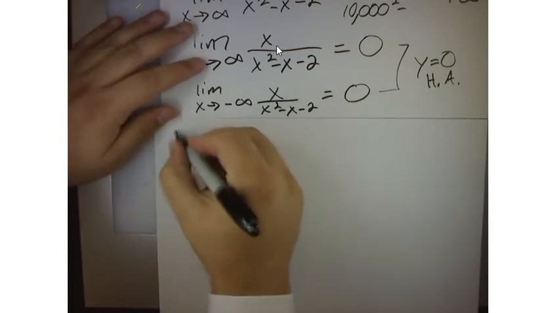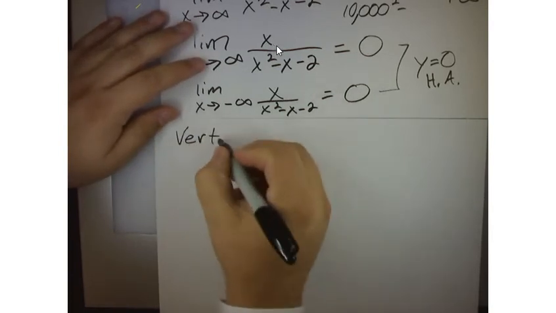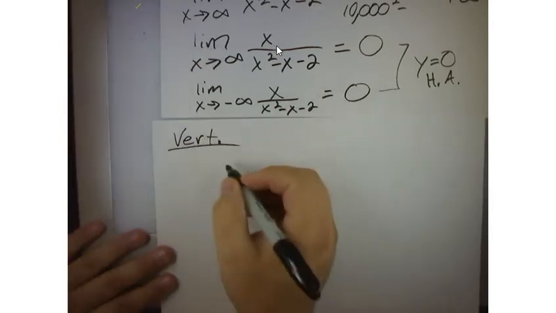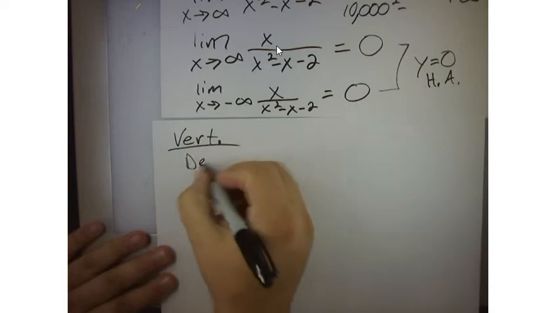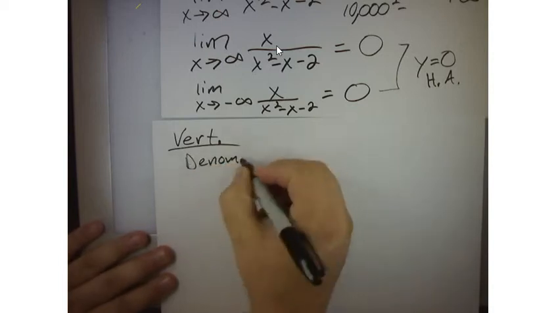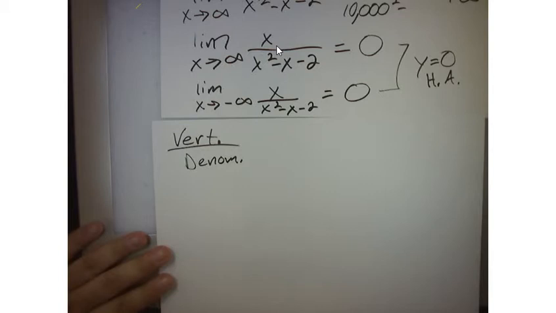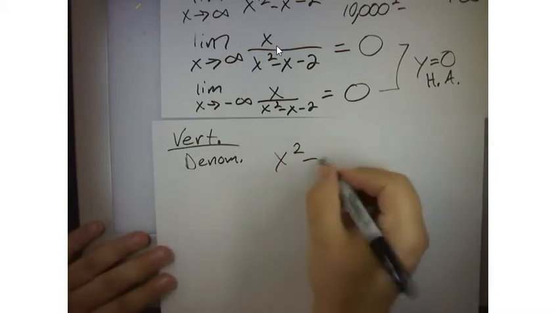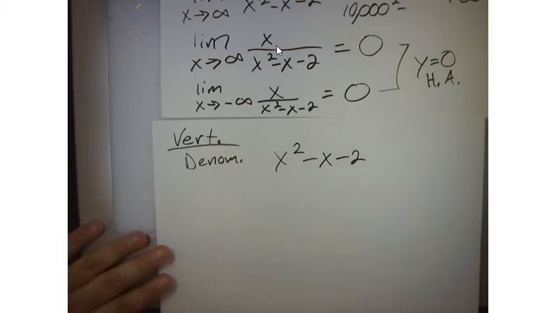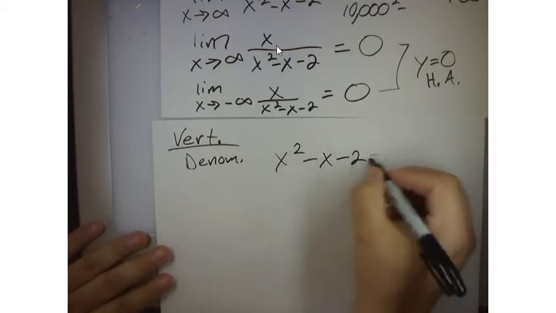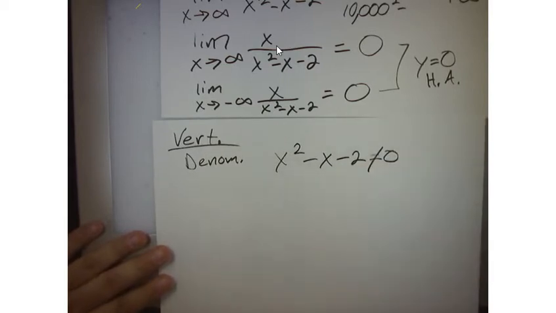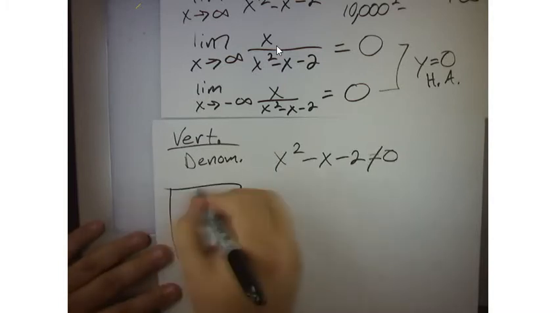So now for the vertical asymptotes, we look at the denominator. The denominator helps us to determine the vertical asymptote. So our denominator was x squared minus x minus 2. Well, that can't equal 0, right? So what values for x make that equal 0? Let's see if we can factor this.